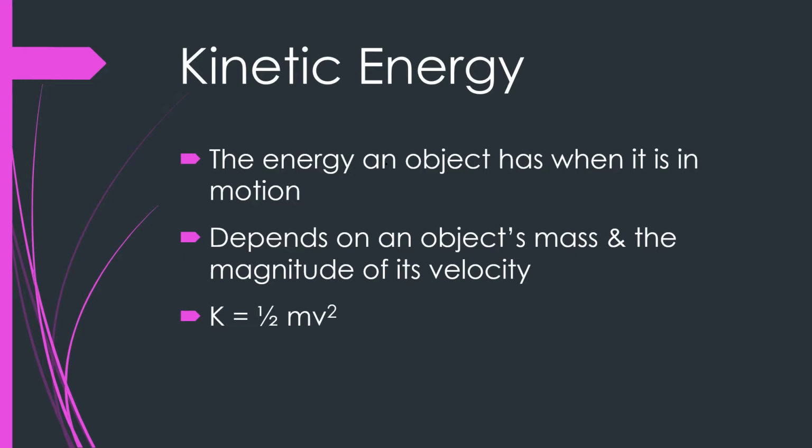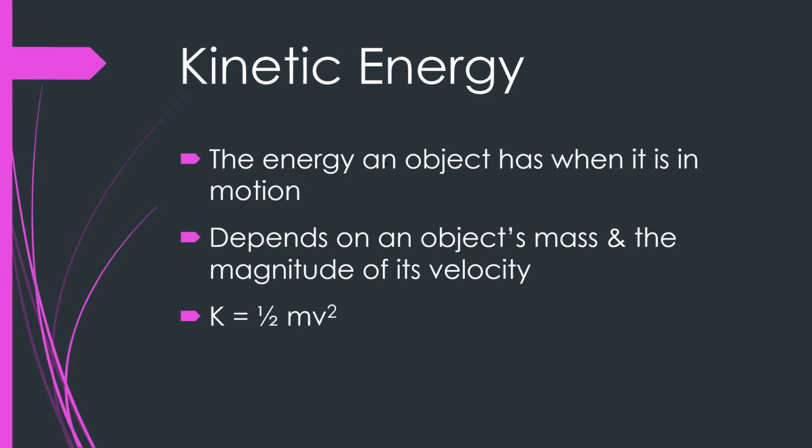Something important to note is that all energy, regardless of its type, is measured in joules, and we use the symbol capital J for that. You can see from this equation that a joule is equal to a kilogram meter squared per second squared. Remember that in physics, the standard unit of mass is a kilogram. So when we're plugging mass into this equation, it must be in kilograms, and velocity must be in meters per second for us to get our energy in joules.